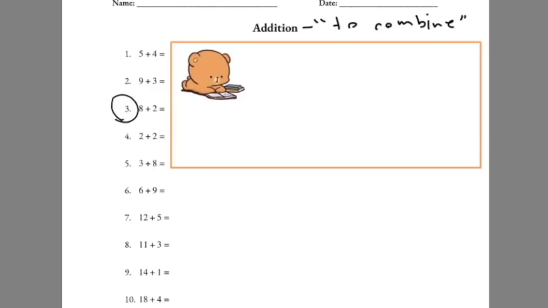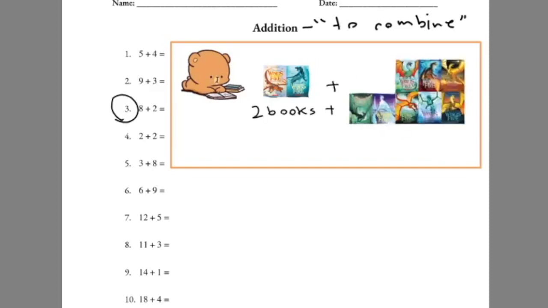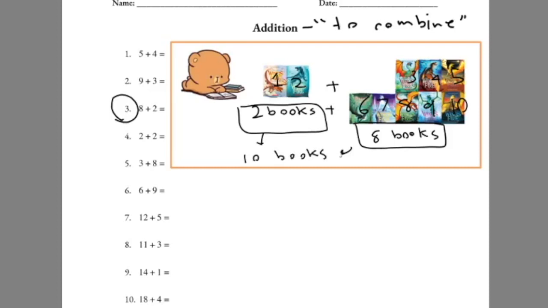So here we have 2 books that he's already read, as well as these 8 books that he's going to read. And if we count each book, so we have 1 book, 2 books, 3, 4, 5, 6, 7, 8, 9, and 10 books in total. This also gives the answer to our problem 8 plus 2. So 8 plus 2, 10 books.